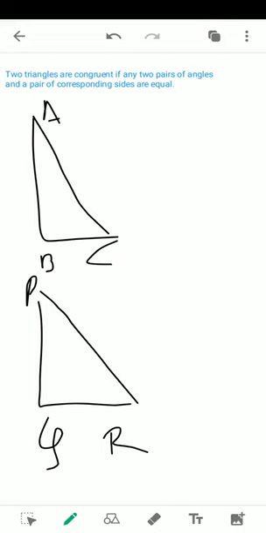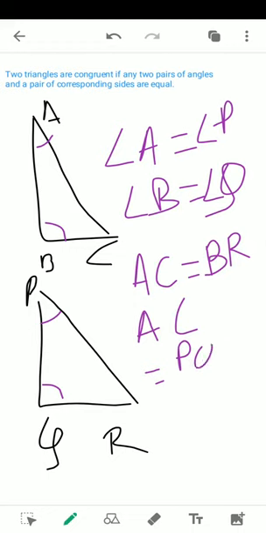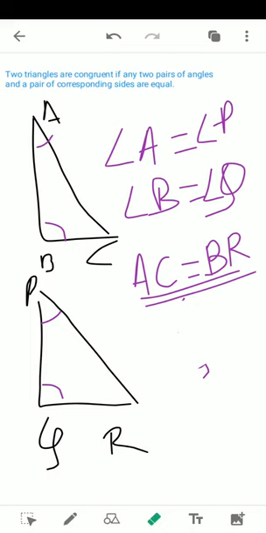Two triangles are congruent if any 2 pairs of angles and a pair of corresponding sides are equal. So I can have these 2 angles to be equal, say angle A equals angle P, angle B equals angle Q, and any of the corresponding sides, that is AC equals PR, any of the corresponding sides, but it has to be corresponding. I can't write AC equals PQ. AC has to be equal to PR. In that situation, under these 3 conditions, I can again say that those two triangles will be congruent to each other. So we have come across different conditions based on which I can say that two triangles will be congruent to each other.